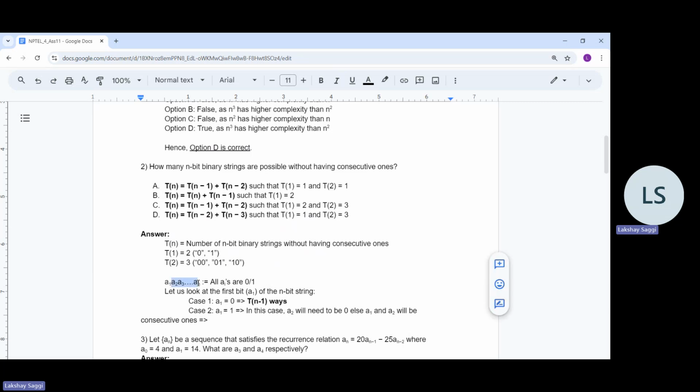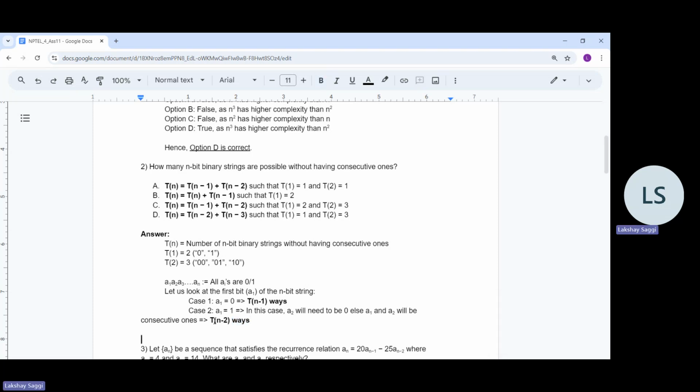So in this substring, if the first bit is 0, then the number of ways such that we do not obtain any consecutive ones can be obtained by just setting these n minus 2 bits in such a way that they do not have any consecutive ones. And so this will give us T of n minus 2.